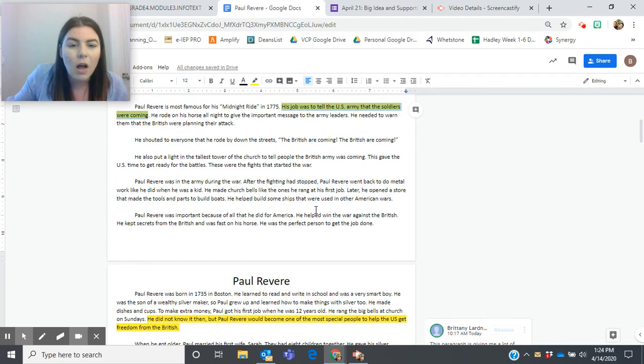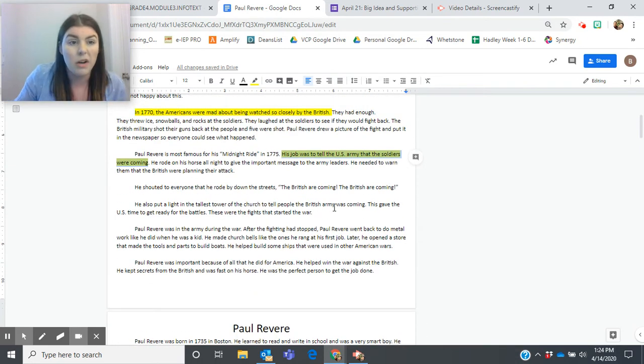He also put a light in the tallest tower of the church to tell people the British Army was coming. This gave the U.S. time to get ready for the battles. These were the fights that started the war. The sentence here that makes the most sense as our topic sentence is going to be the first sentence in the paragraph. This sentence right here, that he put a light in the tower, is supported by the fact that it was there to be able to give time for the U.S. to get ready for the battles. And the idea that these were the fights that started the war is a little bit of extra information the author gives us.